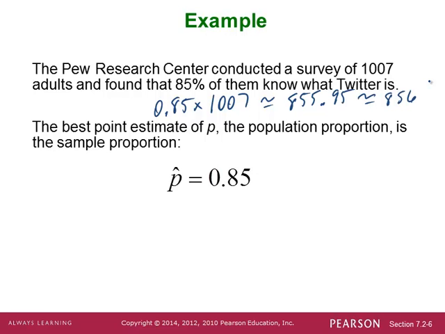So the proportion of people in your sample who said they knew what Twitter was is 85%. But we typically write it just as a decimal. So p hat is just 0.85. Write your sample proportions as decimals. Okay?